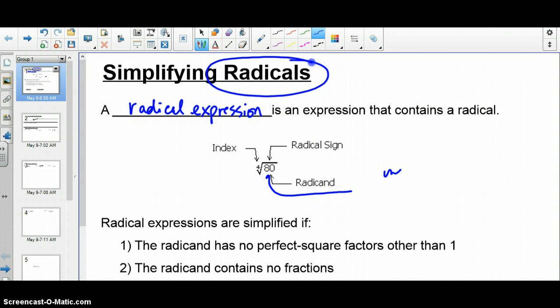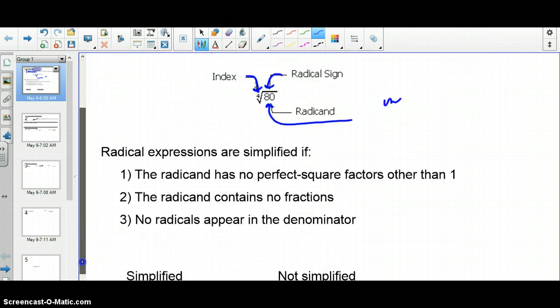So underneath the radical is what we call the radicand. This would be the radical sign. And this number here would be the index.